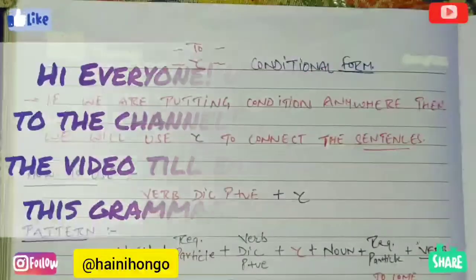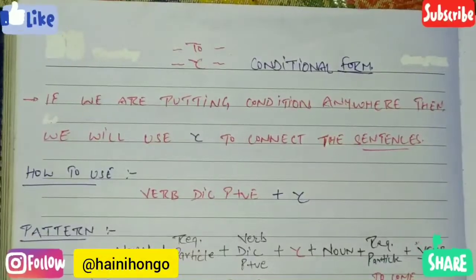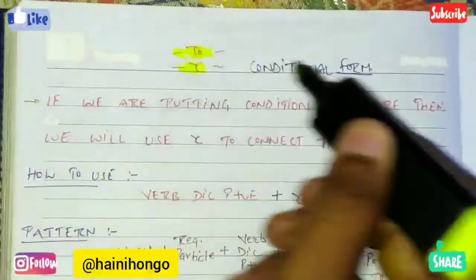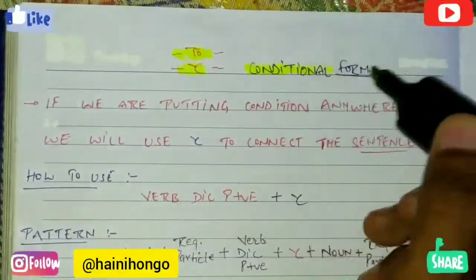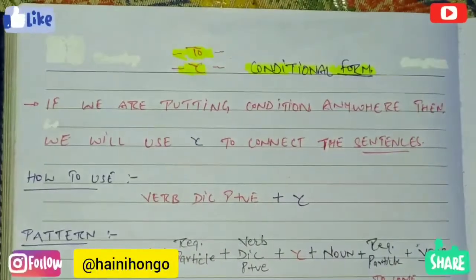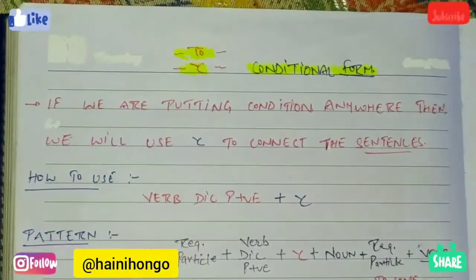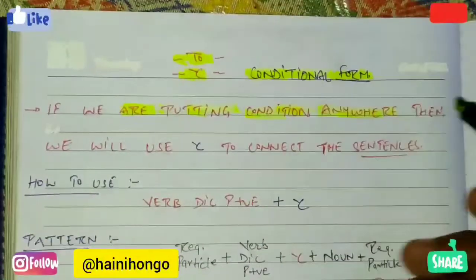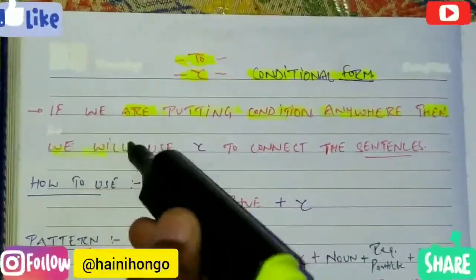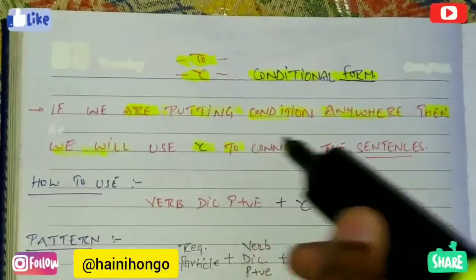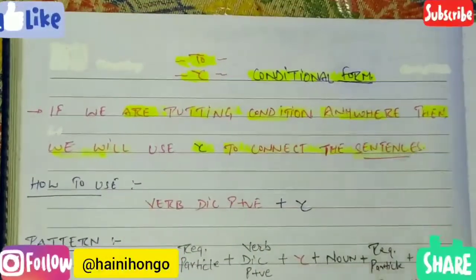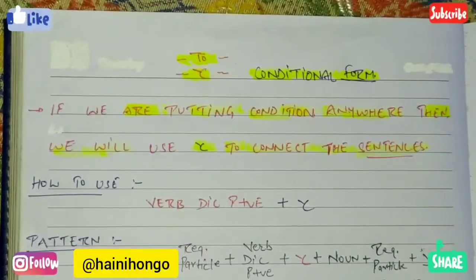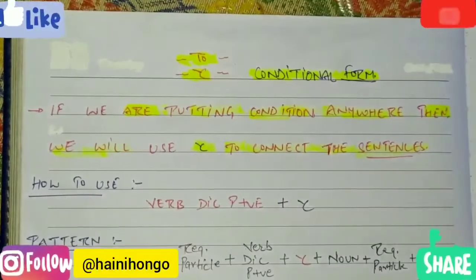This is Pardeep Sharma and today we are going to learn a grammar pattern "to", which is a conditional form pattern. We will use it whenever we are putting a condition anywhere. Then we will use "to" to connect those sentences. So this is basically the definition we can say. And how to use this pattern.